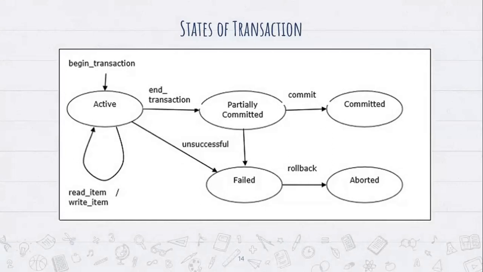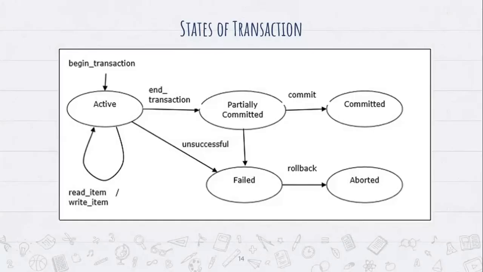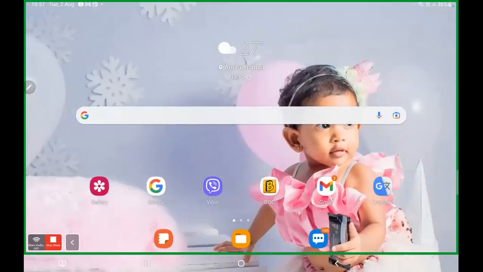It is the states of a transaction. What are the statuses of our transaction? You can study this figure also, or I will explain another one. This is also correct, but I will explain how to draw these states of a transaction in a very nice way. Let's see how to explain it clearly and draw it.